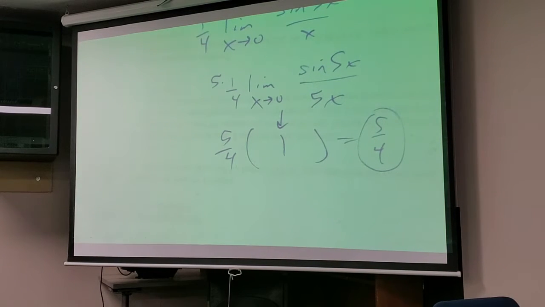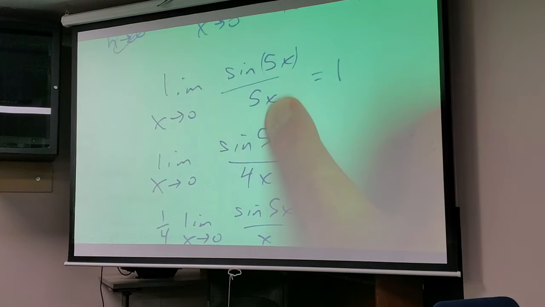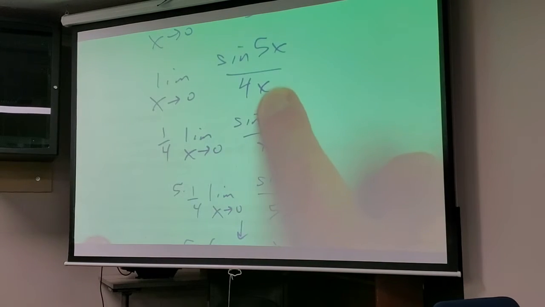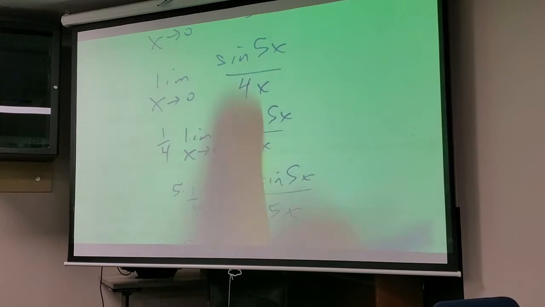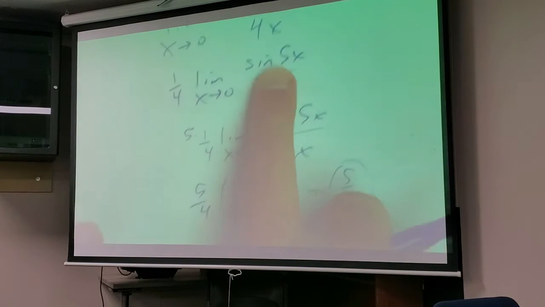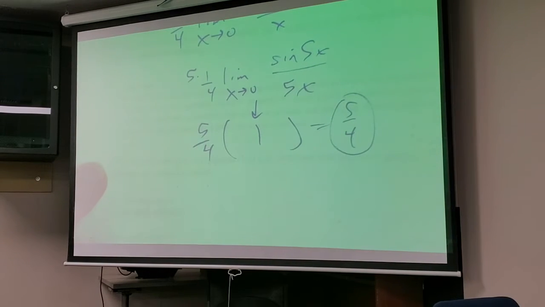So there are some problems like that where you have to balance it out. As long as the argument of the sine is the same as the bottom, that ratio becomes 1. If they're not, that ratio is not 1 then. It's been thrown off a little bit. And you can figure out exactly what it is by building inside what you need. Yes?